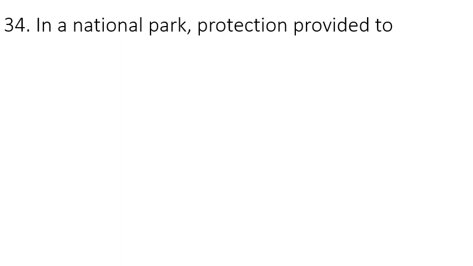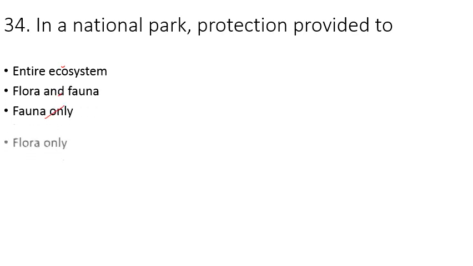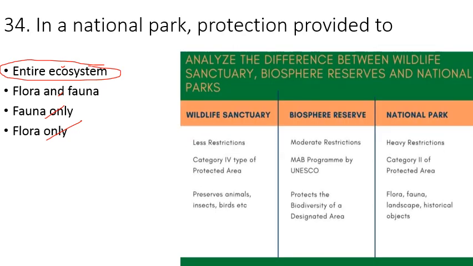The next question is: in a national park, protection is provided to. Our options are entire ecosystem, flora and fauna, fauna only, and flora only. So the right answer is entire ecosystem. National parks are protected areas involved in protection of the entire ecosystem. It includes all the flora and fauna along with some historical buildings or statues. Here human activities are restricted, so no human activities like grazing or timber collection are allowed.